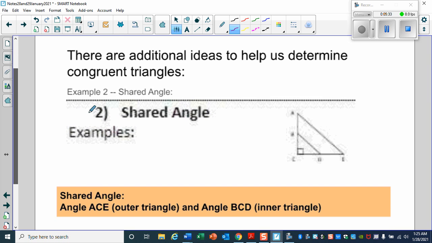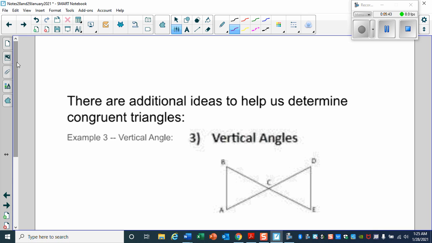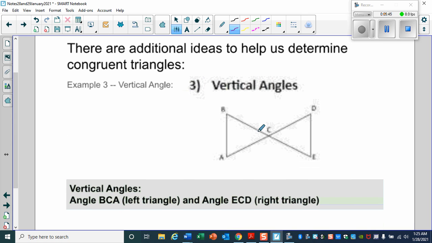Shared angle. In this case, ACE, BCD. They're sharing the right angle in this case. Vertical angles are always congruent. So BCA will be congruent to ECD. And of course, these two are vertical angles. That means they're automatically equal to each other. You could say similarly, BCD will be congruent to ECA.